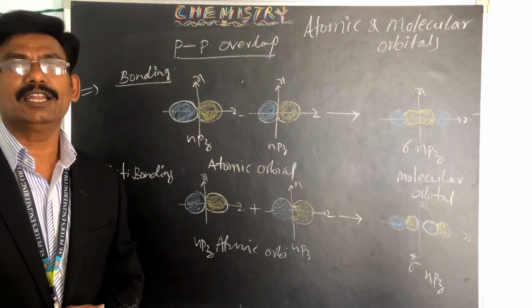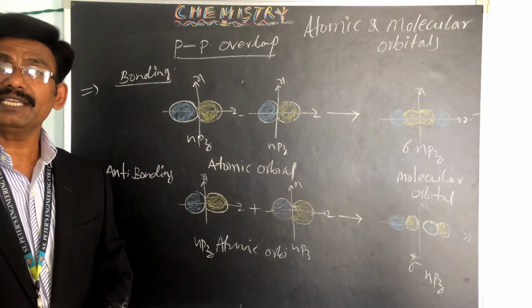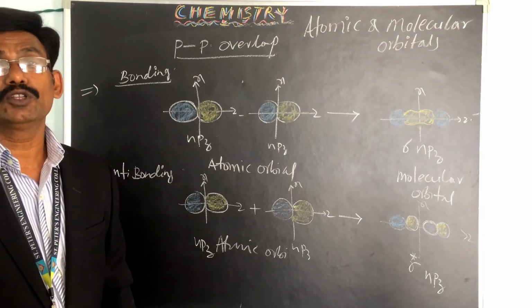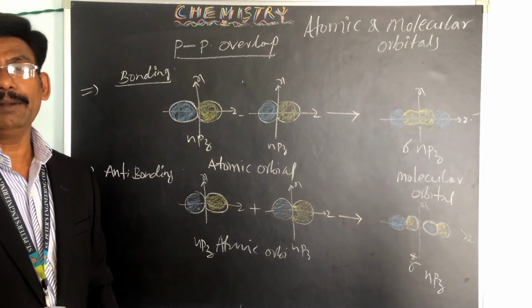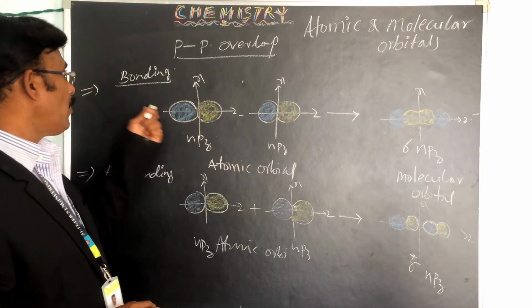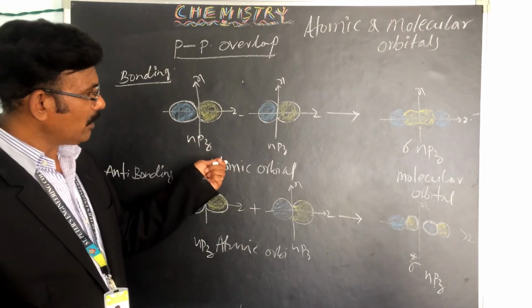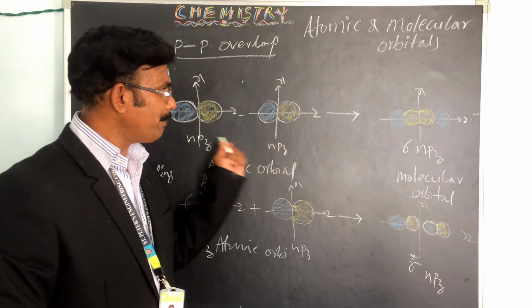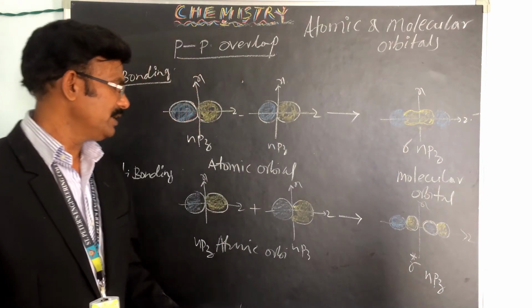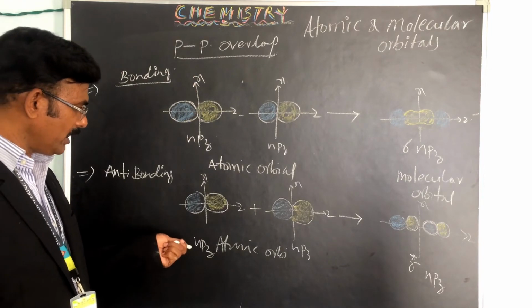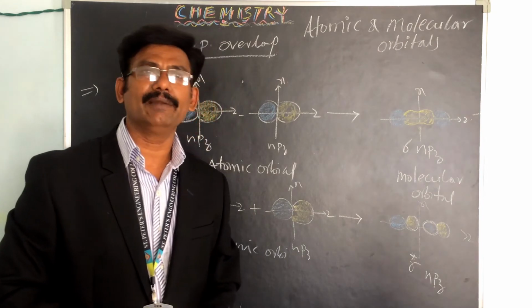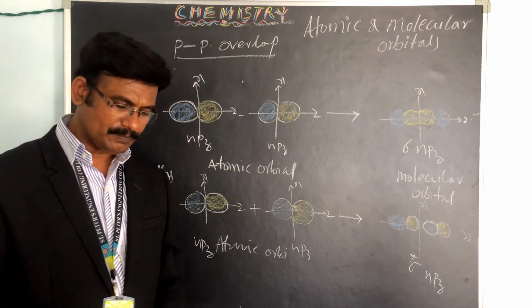This is about npz, npz overlapping. Now can you see the npx and npy? Please note down, this is very, very important. You have to write that bonding atomic orbitals, when overlapping at the same energy levels, form the molecular orbitals like this. In anti-bonding, npz orbitals form the sigma star npz.